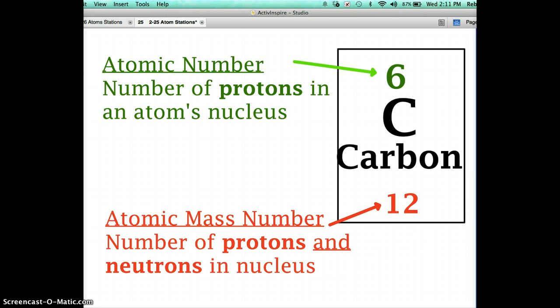The number at the top of the square, the number 6 in this case, is called the atomic number. This represents the number of protons in the nucleus of every carbon atom. The number at the bottom of the square, 12 in this case, represents the atomic mass number, and it is the number of protons and neutrons in the nucleus of every carbon atom. 12 is the sum of the protons and neutrons in the nucleus of a carbon atom.